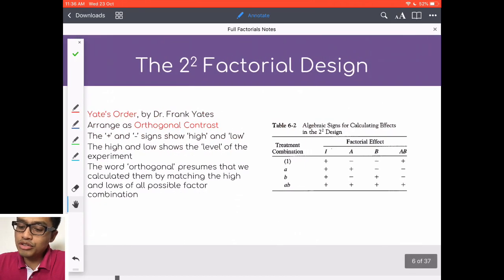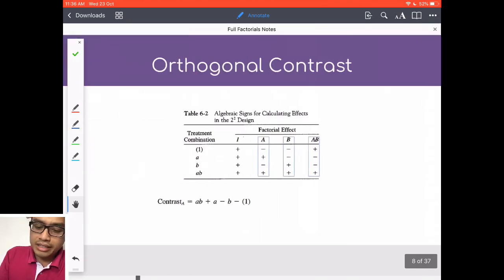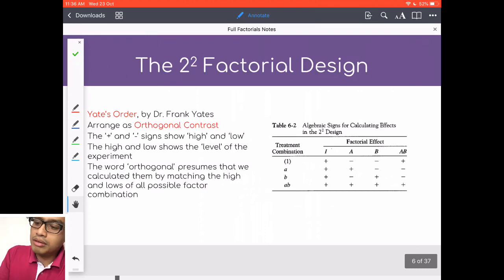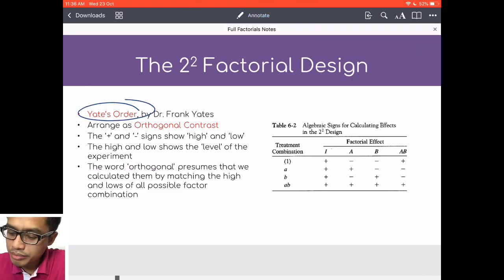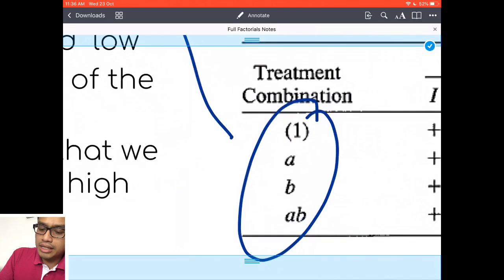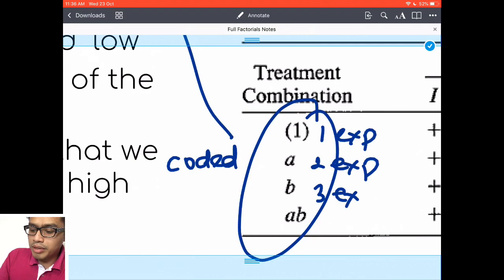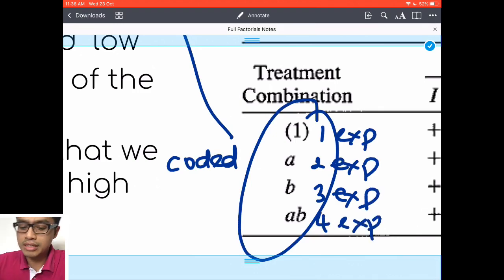Okay, you need to be introduced to Yates order. Yates order is this one, right? So that means the order of the experiment is done by coding. I write here coded as the first experiment, second experiment, third experiment, fourth experiment, and so forth. You'll have more than this, right?